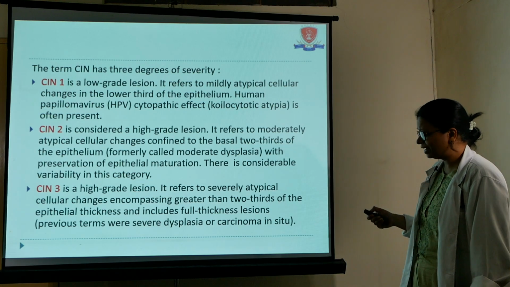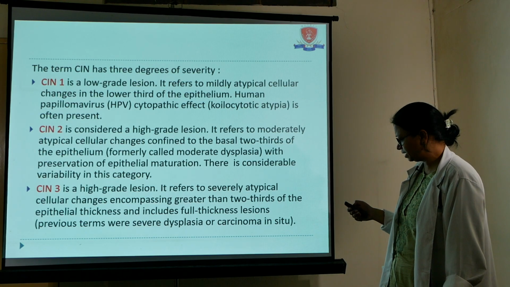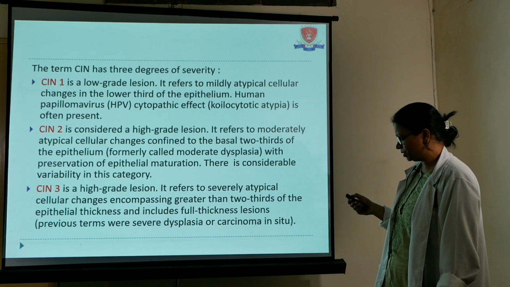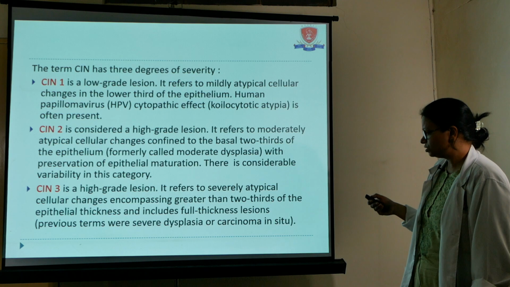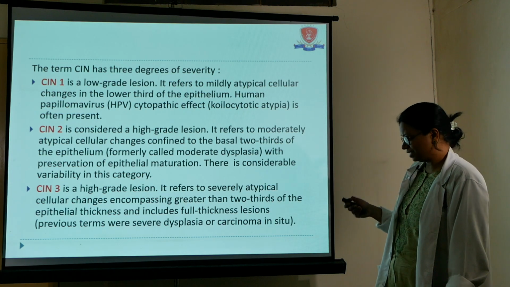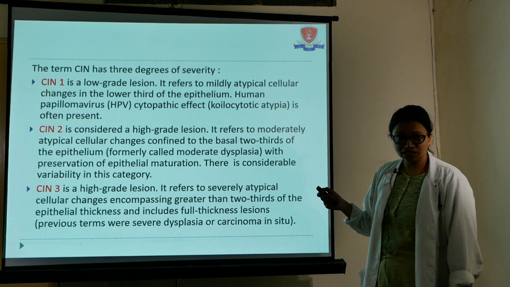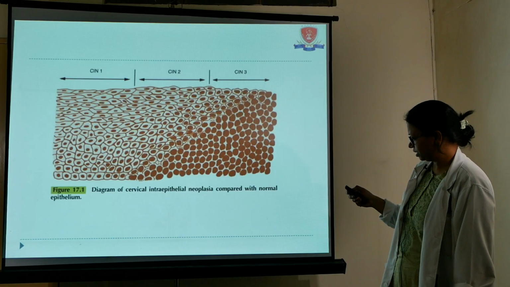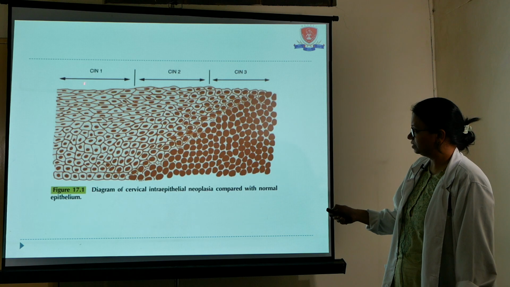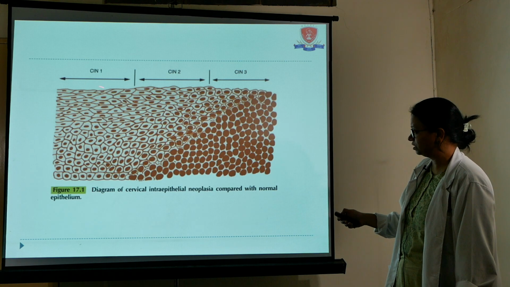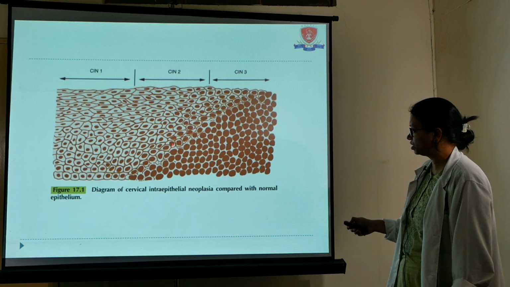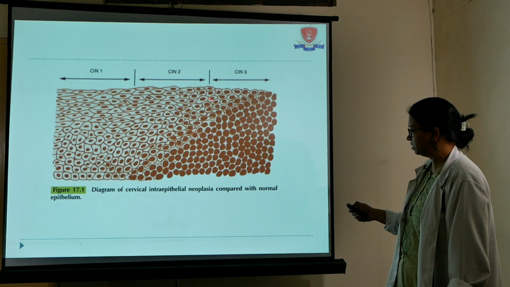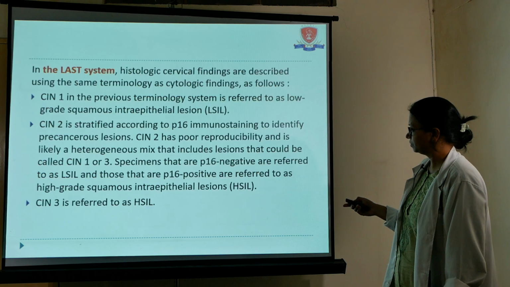CIN3 is a high grade lesion. It refers to severely atypical cellular changes encompassing greater than two thirds of the epithelial thickness and includes full thickness lesions. Therefore, previous terms were severe dysplasia or carcinoma in situ. See, this is the picture where they have depicted CIN1, where only one third of the layer is affected. CIN2 is where almost half of it is affected. CIN3 includes the whole epithelium being affected.